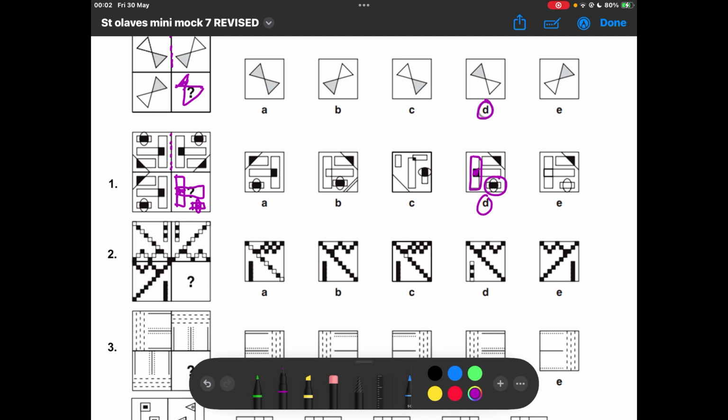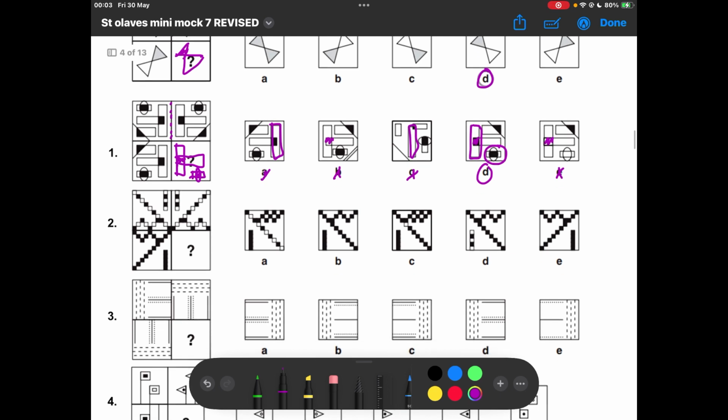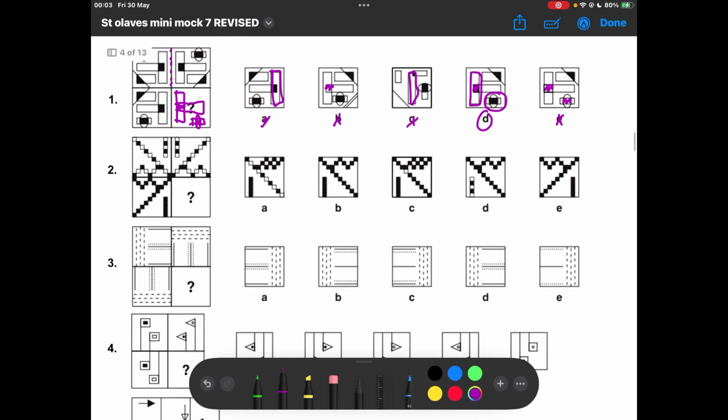I'll just quickly explain why it's not the others. It's not A because this is on the wrong side. It's not B because this is not shaded in. It's not C because this is in the middle when it should be on the left. It's not E because this is not shaded in. And for other reasons, like this is not shaded in either.